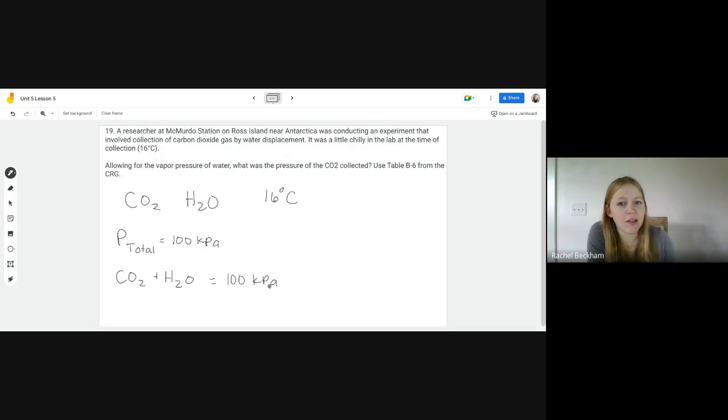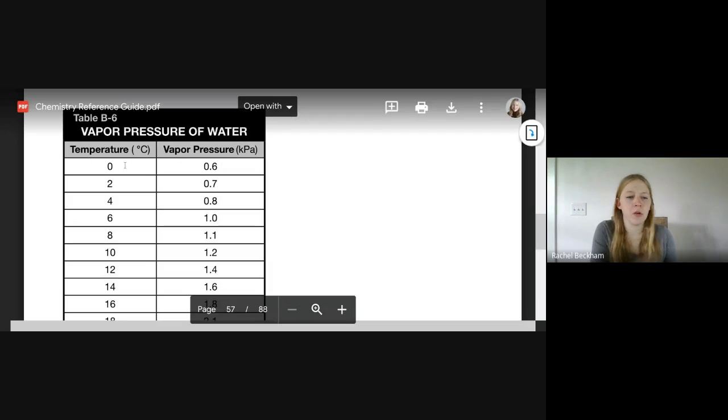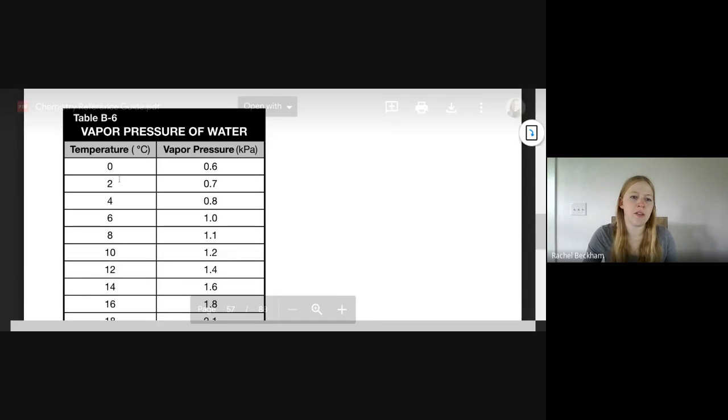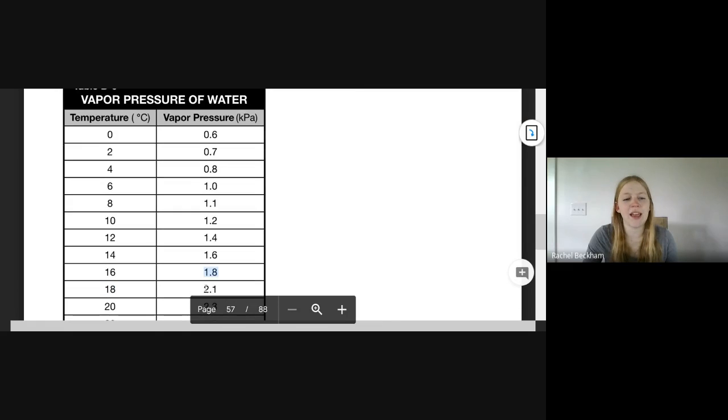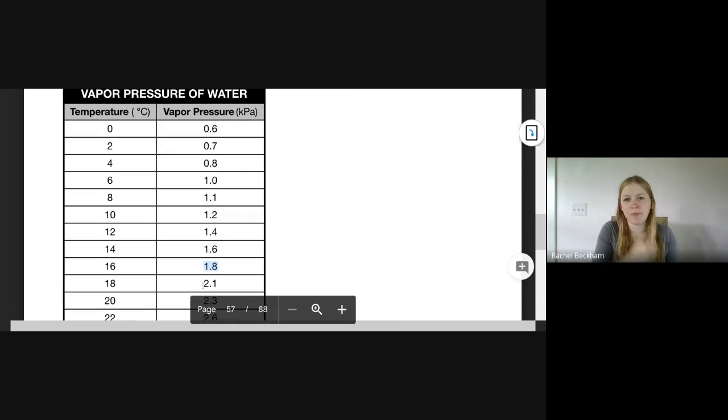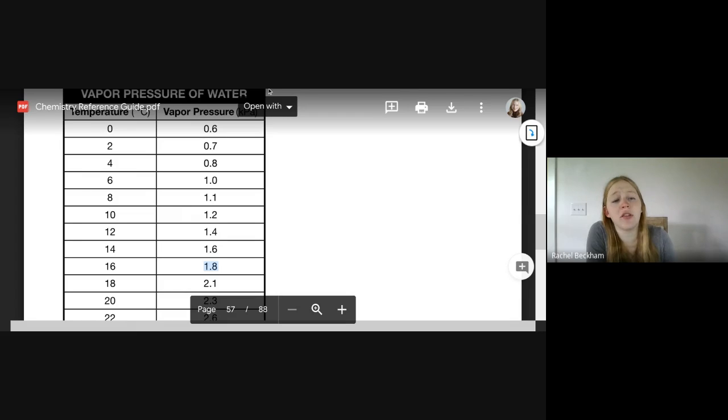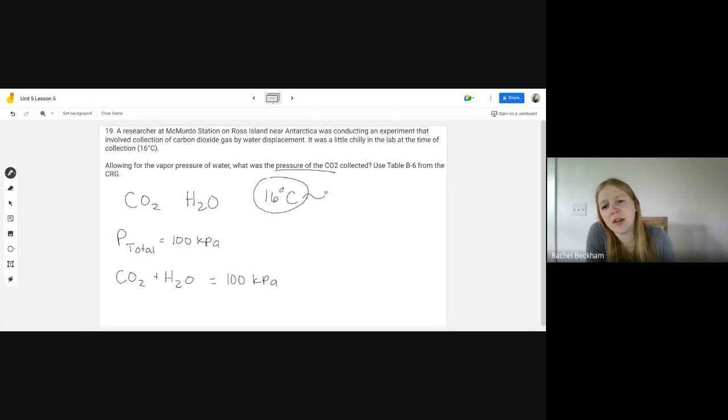Okay? It's asking us to find the pressure of the CO2. So we need to figure out the pressure of the water. They gave us the temperature, and if we use a certain table in our chemistry reference guide, it's table B-6, we can convert that over. So the temperature was 16 degrees, which correlates to a vapor pressure of 1.8. Okay? And so you can literally just look at table B6 to convert temperature over to pressure. So that is the pressure of the water.